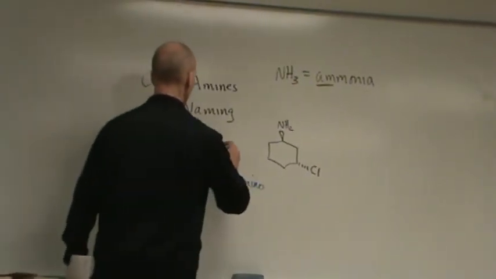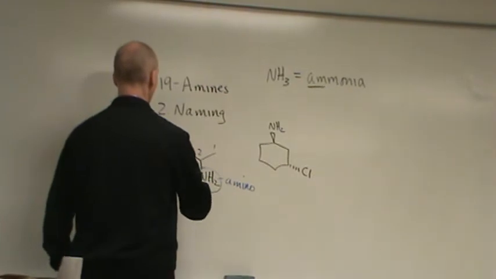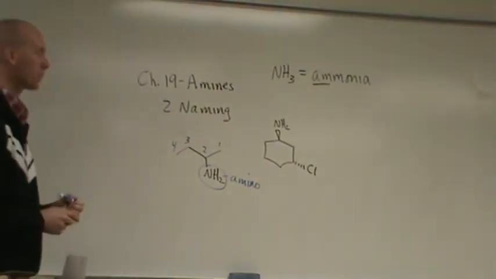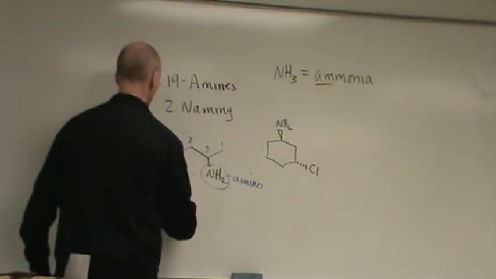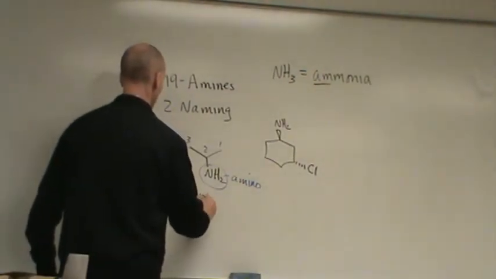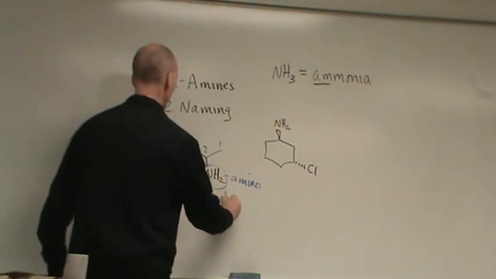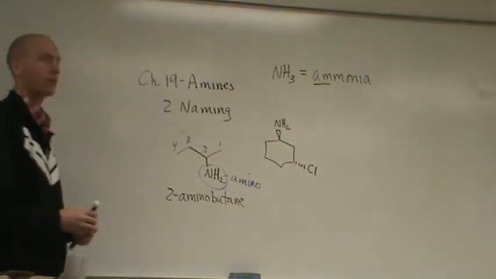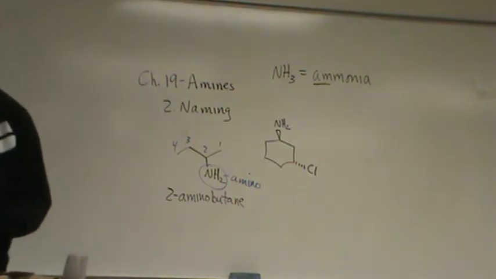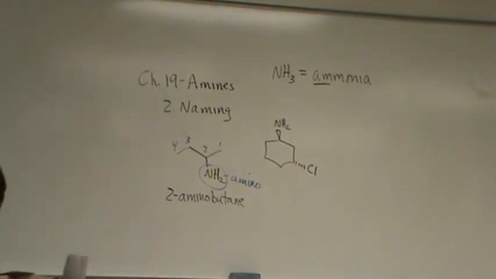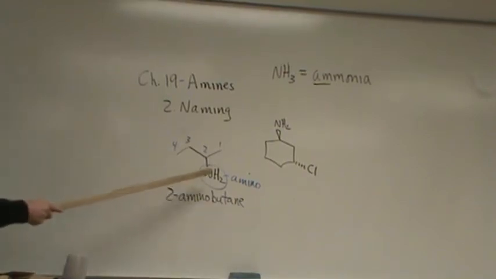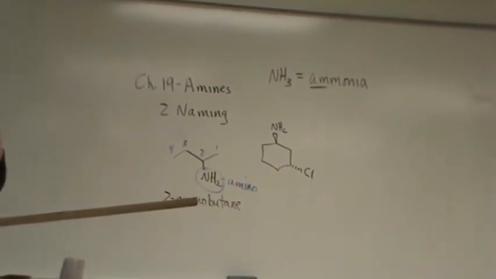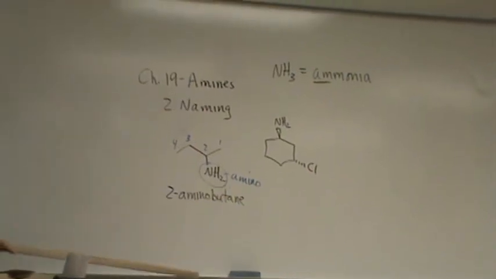So name the parent chain as a butane, and that gives us 2-aminobutane. The word amino, what does that make you think of, say from biology? Amino acids. So guess what amino acids have in them? These NH2 groups. They're just on carboxylic acids, and so that combination.